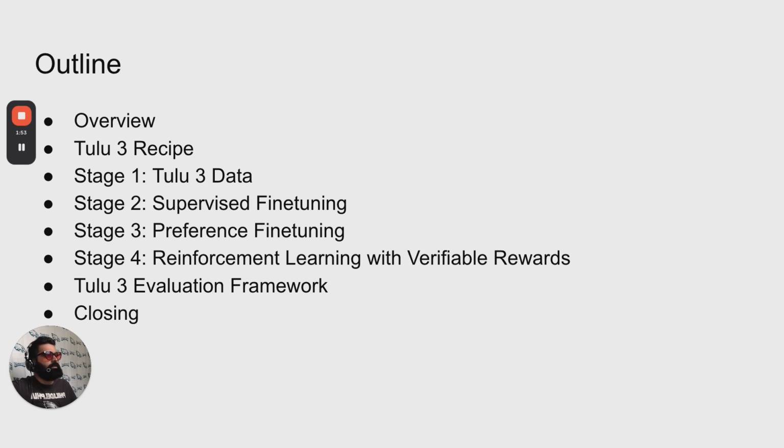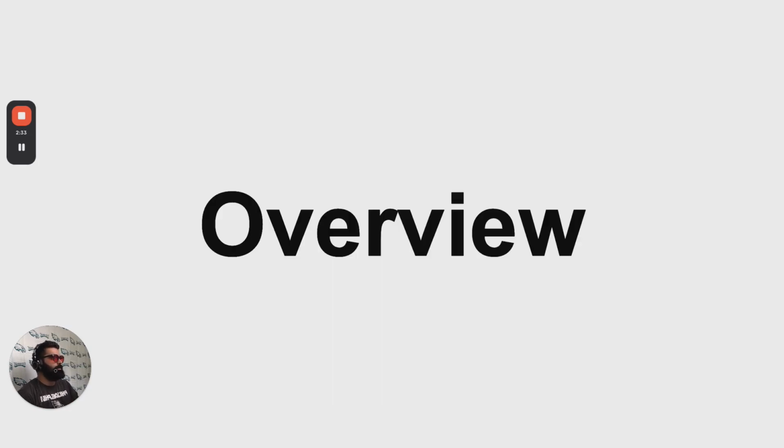So stage 1 is Tulu 3 data, stage 2 is supervised fine-tuning, stage 3 is preference tuning, and stage 4 is their innovative reinforcement learning with verifiable rewards. And then I will walk through the evaluation framework and end with the closing sections of discussion, future work, and so on. One thing I will add as a bit of a disclaimer is that I don't know how to do reinforcement learning, so I'm not familiar with that concept. So stage 4, I do my best to understand the concepts to my ability, but it is certainly the most lacking section of this video. All right, so let's jump in with the overview at a high level.